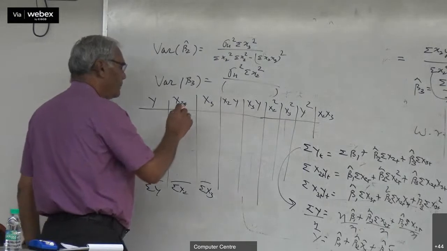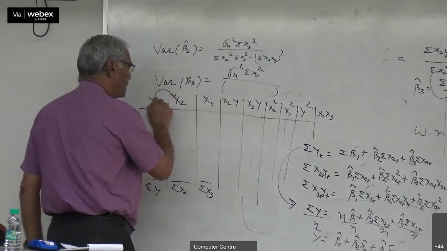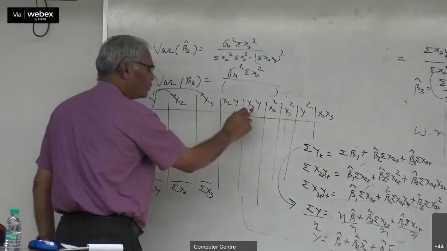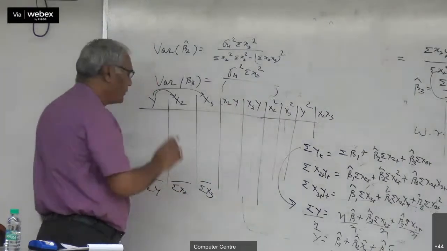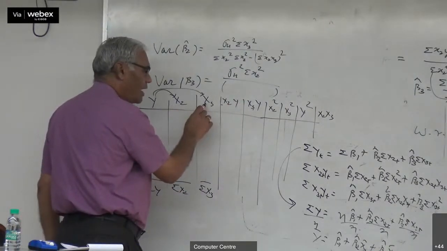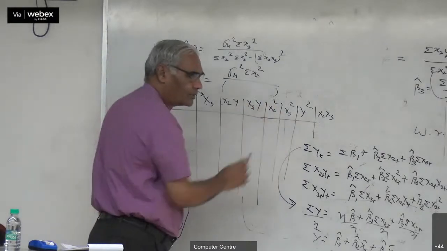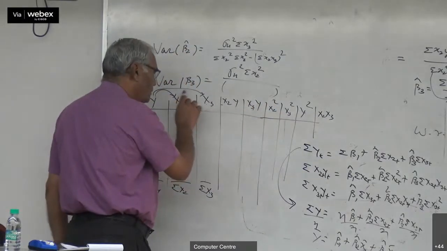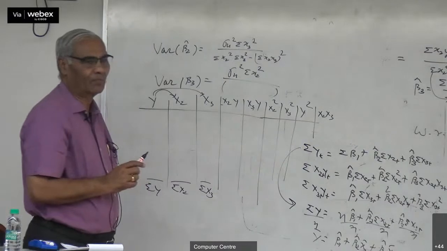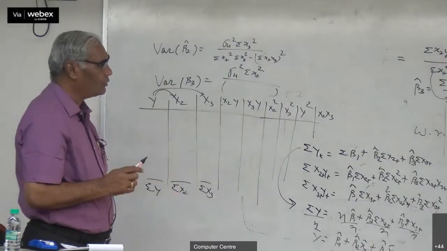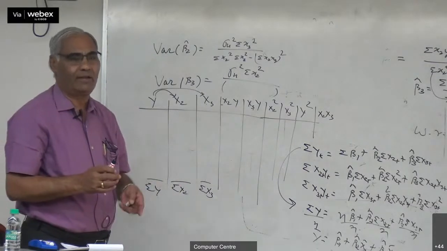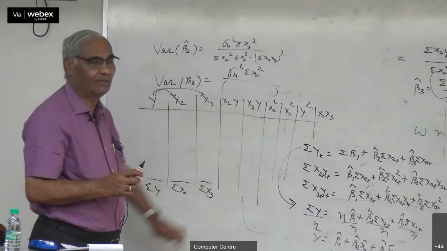So first of all, multiply the cross products, 2 columns. Then the square of each, 3 columns. And then we want the cross product between x2 and x3. And when you have these, you can directly convert them into deviation form without working out the deviations.